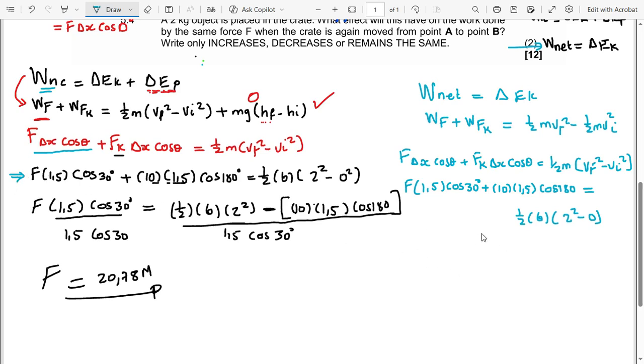So you can see that there's no difference. We have exactly what we got previously, but don't forget that when you use the work done by non-conservative force, if you don't include this in your formula, everything will be wrong. You're going to lose 1 mark for the formula, so I'm not going to waste time on that. You can see that this still gives us F equal to 20.78 newtons, which is the same thing that we got the other way. I hope you guys understand that part.